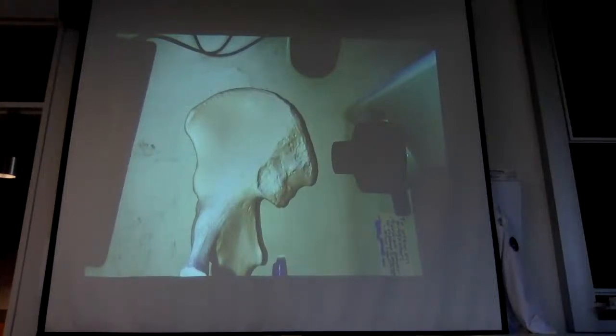So the pubis is here. This bump that you can feel on your hip is called the anterior, because it's anterior, superior, because it's superior compared to this bump. What bone is this? The ilium of the coxa bone.